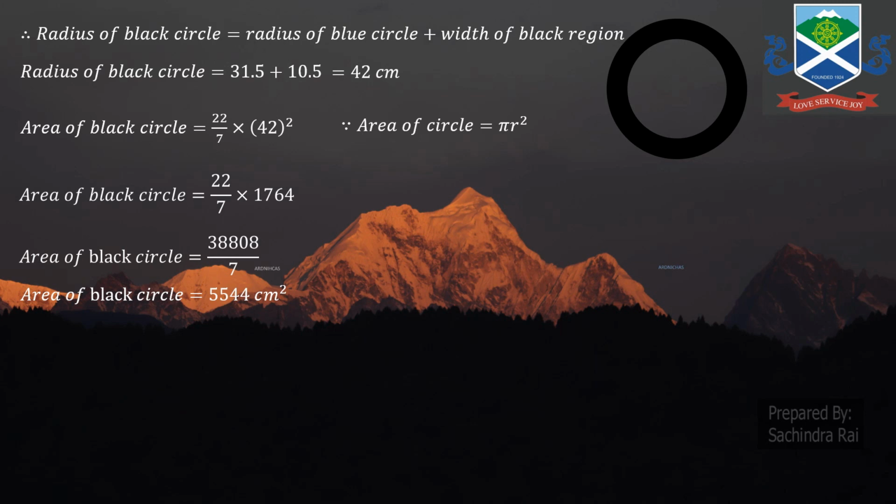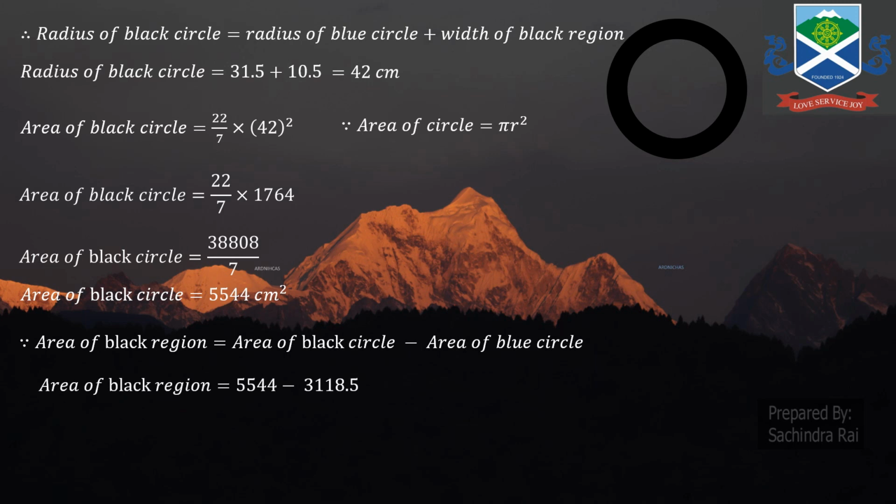The area of the black region or the ring is given by the area of the black circle minus the area of the blue circle, and by putting the value we get the area of the black region as 2425.5 centimeters square.